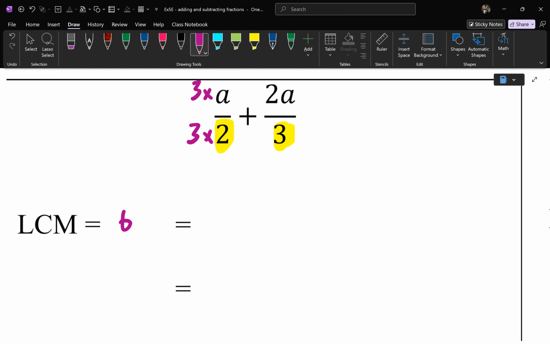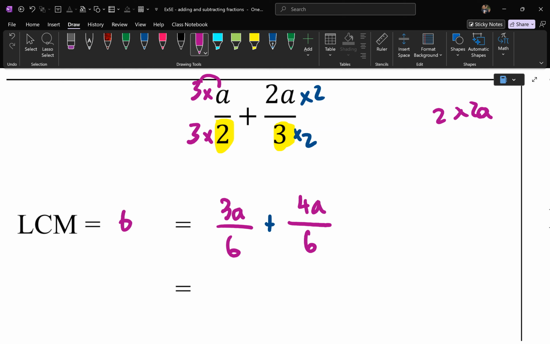So that means this is now 6 on the bottom, but 3 times a can be written as 3a. But did you add? No, you haven't added yet. So next one. We need to change the 3 to a 6, so we times that by 2. Whatever you do to the bottom, you do to the top. That means 2 times 2a. What is 2 times 2a? What does that give you? 4a. Very good. So it's 4a over 6.